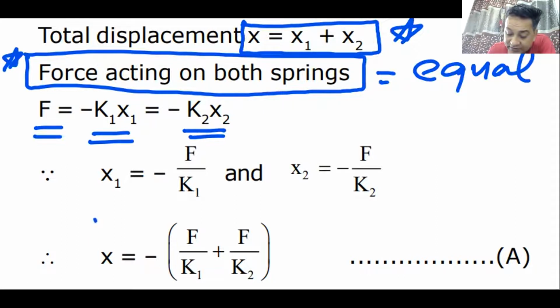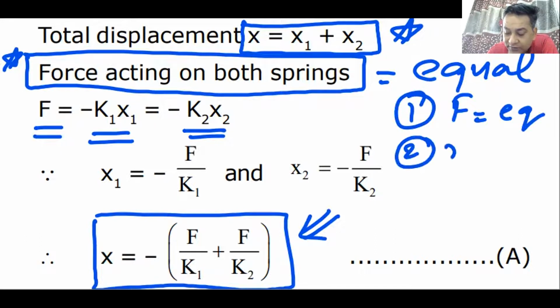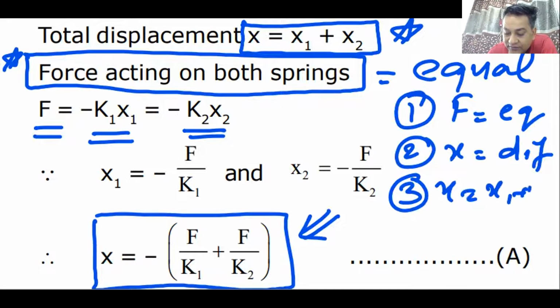Total displacement is given by this formula. Remember that. What do you have to remember in series combination? Point number one, force is equal. Point number two, displacements are different. Total displacement x is x1 plus x2. Can you remember this for me? And note down these points which I've highlighted.